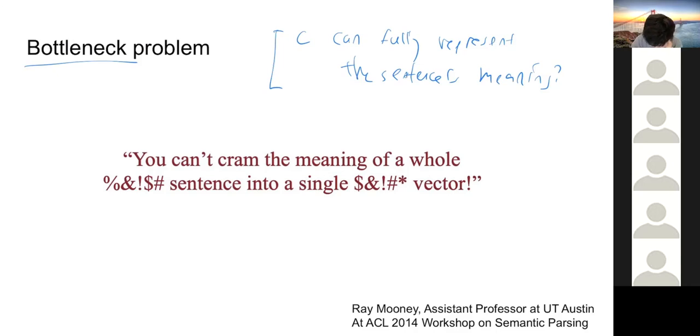All right, so as I've said, it is clear that we are assuming that this C can fully represent, fully contain the sentence meaning, but there is no guarantee that it can. And in fact, it still proves to be very difficult even if you increase the embedding size a lot.